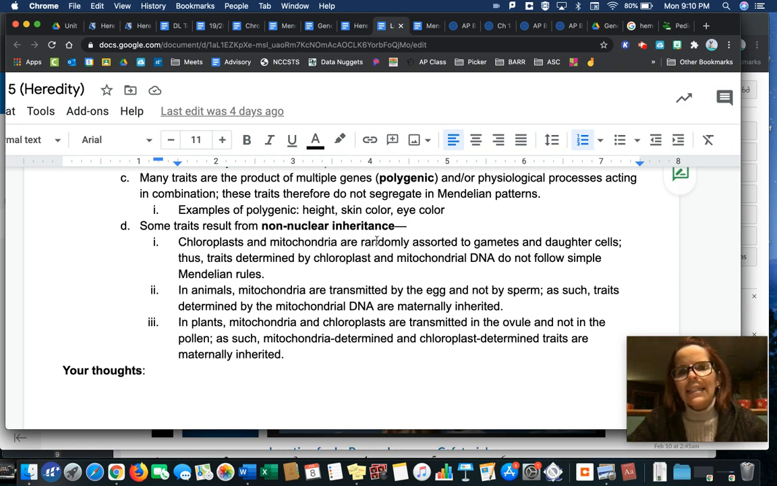Many of the traits are a product of multiple genes. They're called polygenic. There are so many things in genetics that are not just as simple as we make it sound when we're first introducing Mendel's genetics. So for example, skin color, there's this huge rainbow of brown colors. It's not just white or black. And so that is because we have many, many genes. There are lots of estimates.